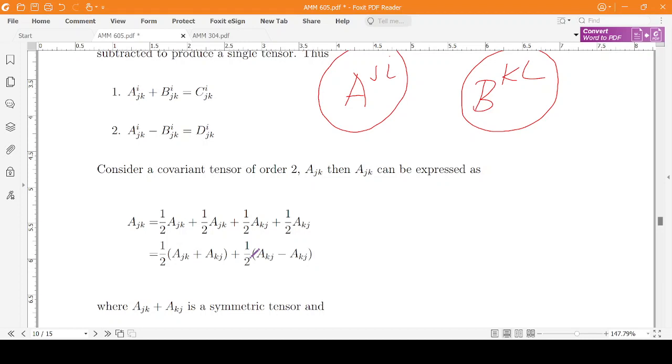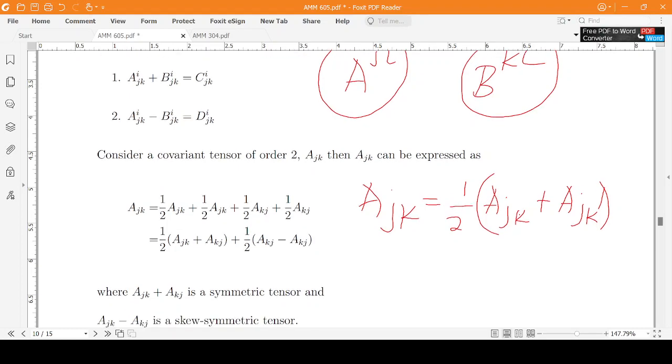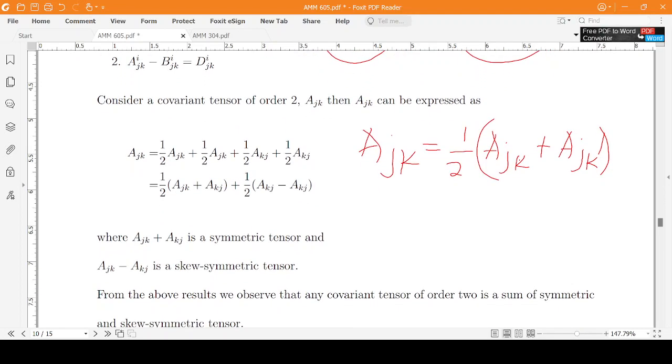A tensor of order 2, Ajk. So when we write Ajk, we can always write it as Ajk plus Ajk, like that, because you can always break it into two. Then we add and divide by 2. Of course, we'll get the same result.